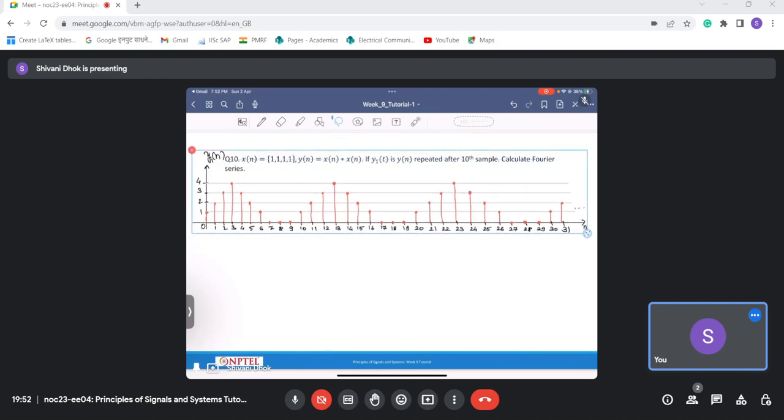Okay, and now we'll do step 3. What we know is that n naught is equal to 10 and omega naught is equal to pi by 5. This we have obtained. And now what we need to find is the Fourier series coefficients.